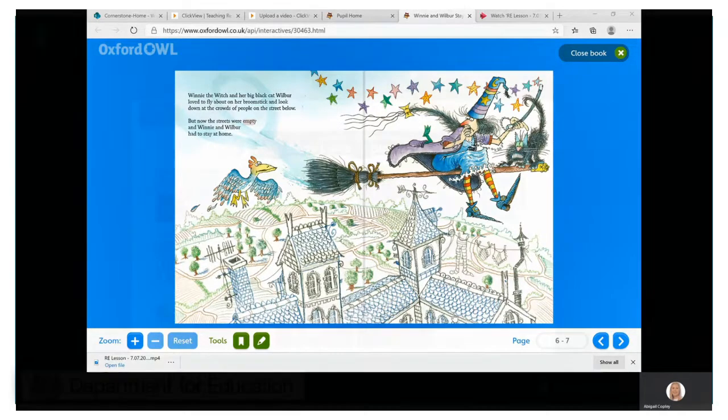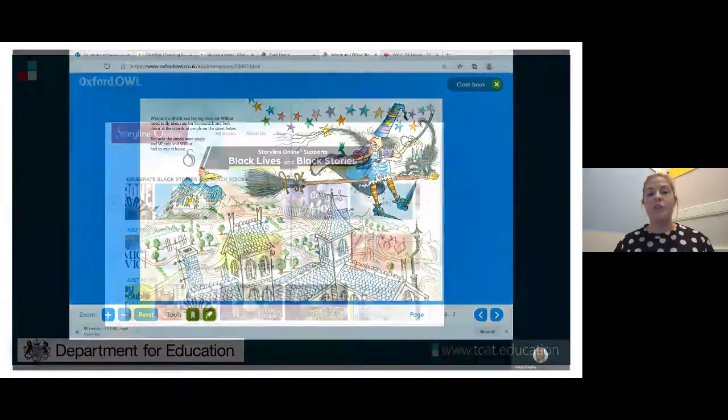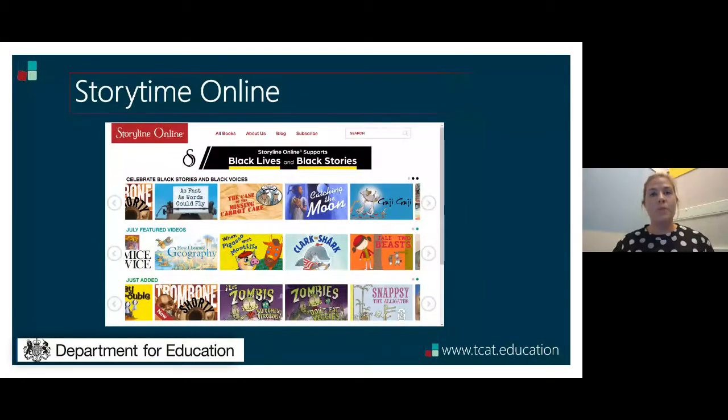What I will quickly say on Oxford Owl as well is the students have their own login, so they can log in from home, and although they can't get physical books out of a library at the moment, they can log into Oxford Owl, and a bit like I just read the book there, they can do exactly that from home. So it's another really good way to get them to engage with stories.